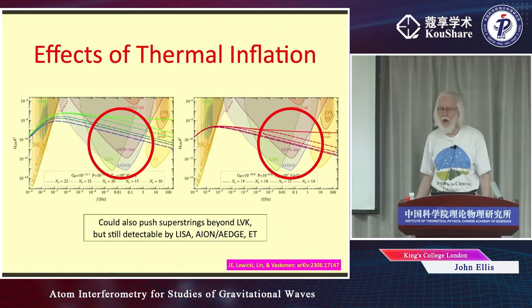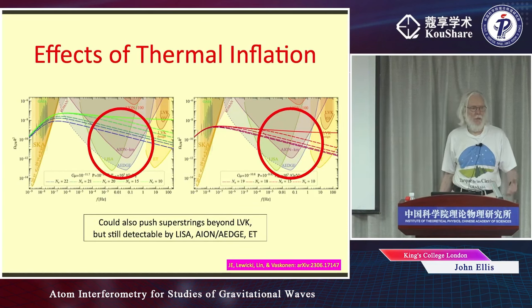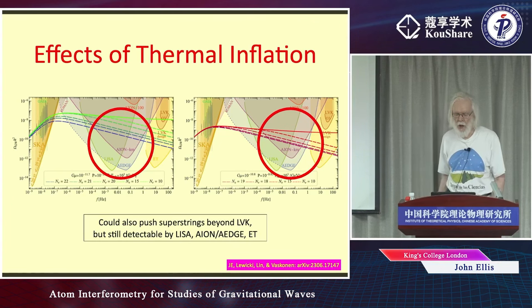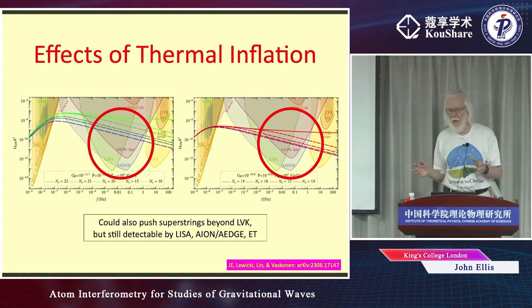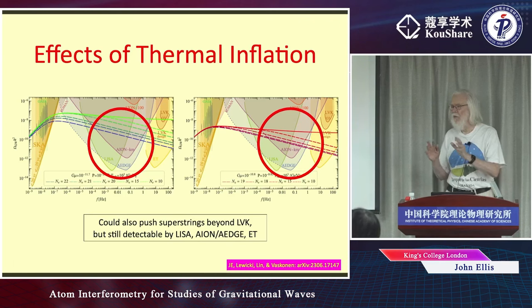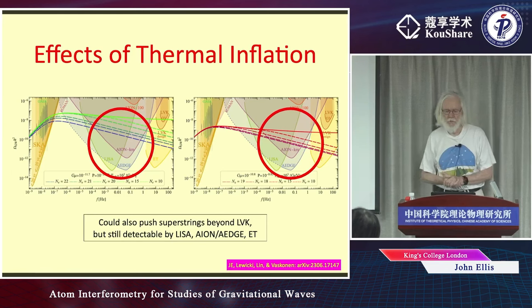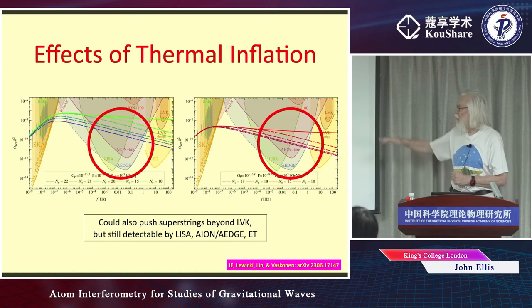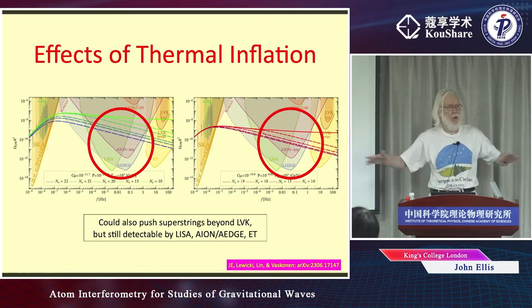And the same thing is true if you postulate some epoch of thermal inflation in the history of the universe. So cosmic strings make the robust prediction that you should be able to detect the signal in other experiments. In the case of the astrophysical interpretation, that is somewhat less certain. The astrophysical interpretation says that you should start seeing individual binaries, but in the cosmic string interpretation, you just get a perfectly smooth spectrum.